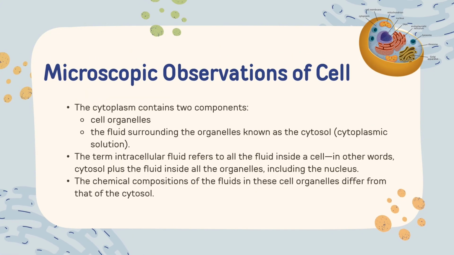Cytoplasm contains two components, cell organelles and the fluid surrounding the organelles known as the cytosol, which is also known as cytoplasmic solution. So the term intracellular fluid refers to all the fluids inside a cell. In other words, cytosol plus the fluid inside all the organelles including the nucleus. The chemical composition of the fluids in these cell organelles differs from that of cytosol.